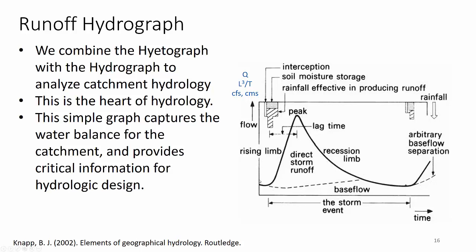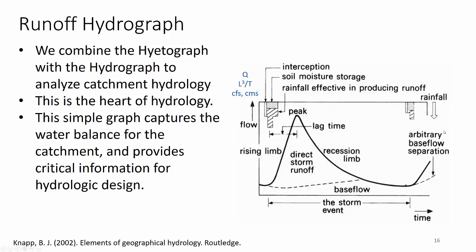So what I recommend we do is just put bar charts for the rainfall on the x-axis as well, and just have a separate y-axis for rainfall. You have flow on the left axis, y-axis, and that's in L cubed over T, or cubic feet per second, or cubic meters per second.